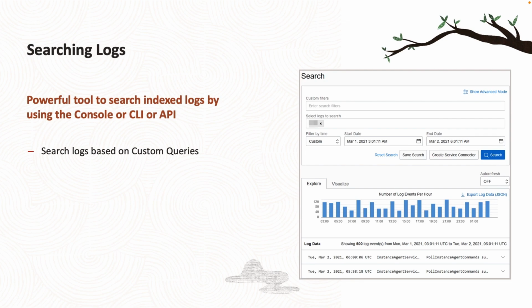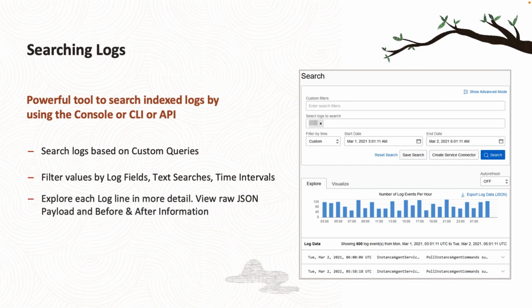OCI logging service provides a powerful search engine tool to filter indexed logs through the console, CLI, or APIs. You can search logs based on custom queries. There are multiple filtering options. You can filter values by log fields, search by a text or a keyword, or filter by time intervals.